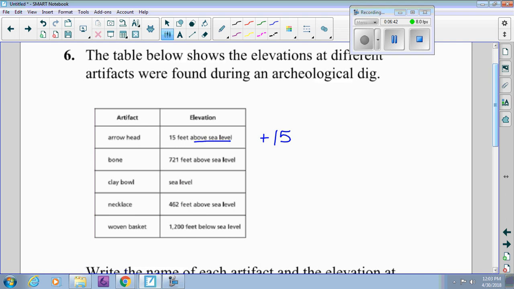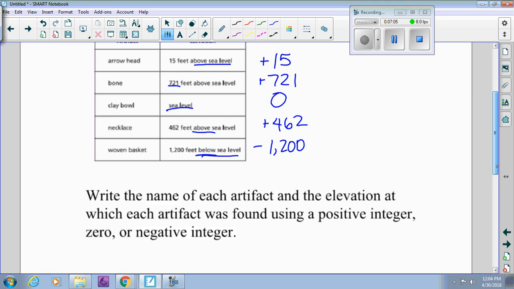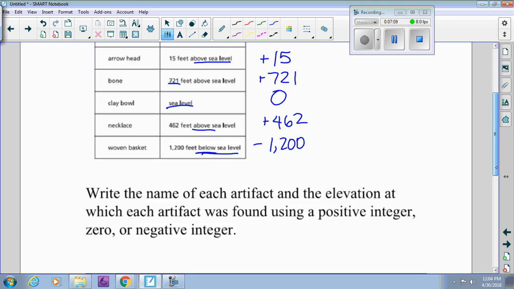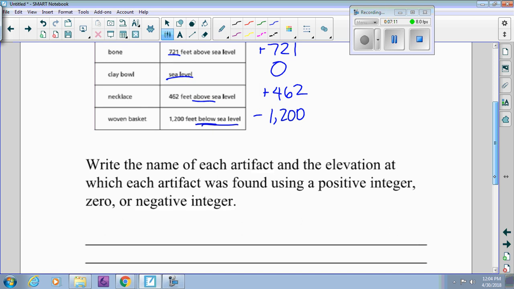So in this one, we found a bone at 721 feet above sea level. Sea level is going to be indicated by 0, and then above sea level, we have 462. And then this one says below sea level, right here, below, so that's negative 1,200. This question is pretty easy. It says, write the name of each artifact and the elevation at which each artifact was found using a positive integer, 0, or negative integer.